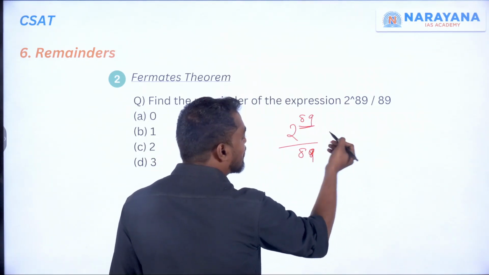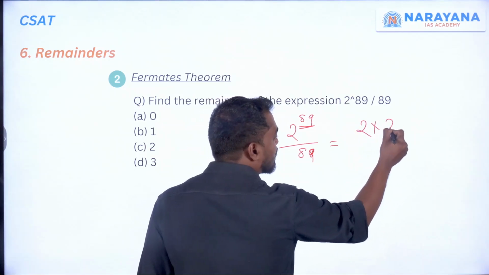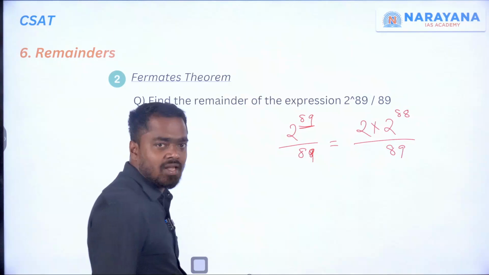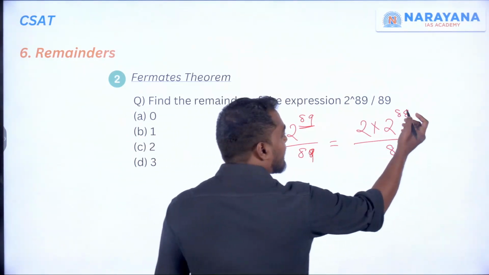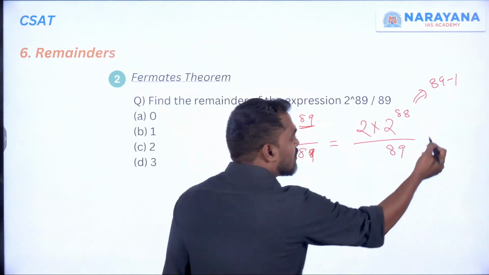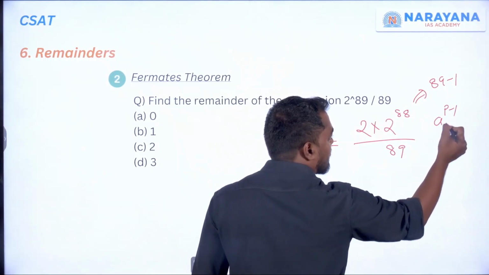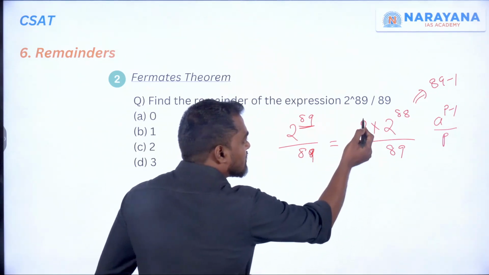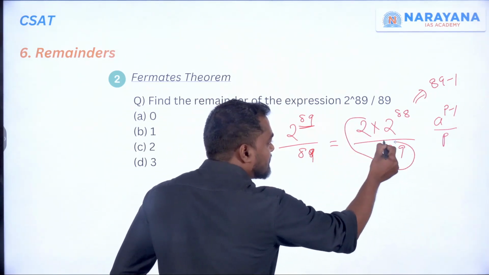So how can we write 2 to the power 89? 2 into 2 to the power 88 by 89. 89 is a prime number. 88 is nothing but 89 minus 1. Now we can apply a to the power p minus 1 by p, Fermat's theorem. Now in this there are two individual divisions.